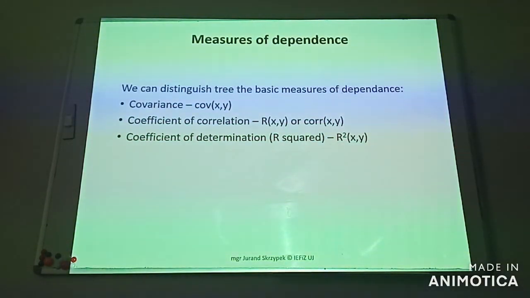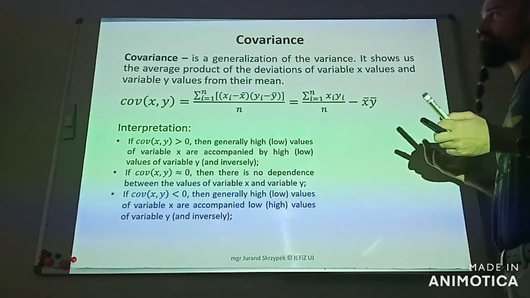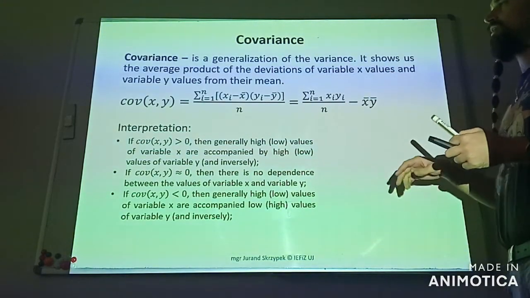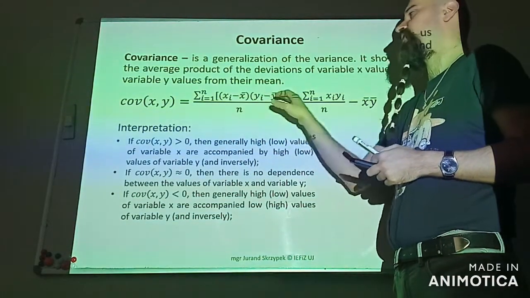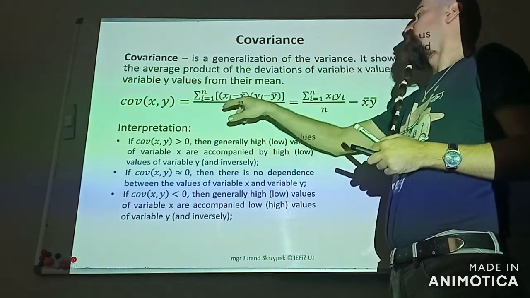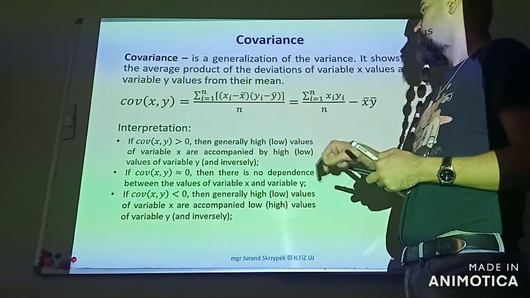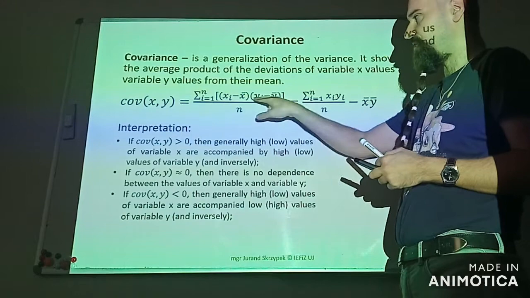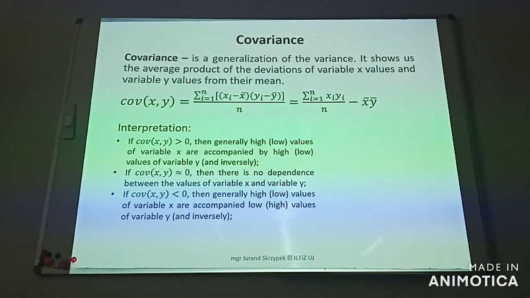Alright, let's start with the first measure, covariance. Covariance is a generalization of the variance. It shows us the average product, the average, because we divide the sum by the population size. Here we have the average product of the deviations of variable x and variable y values from their means, x mean and y mean, the average product of the deviations.